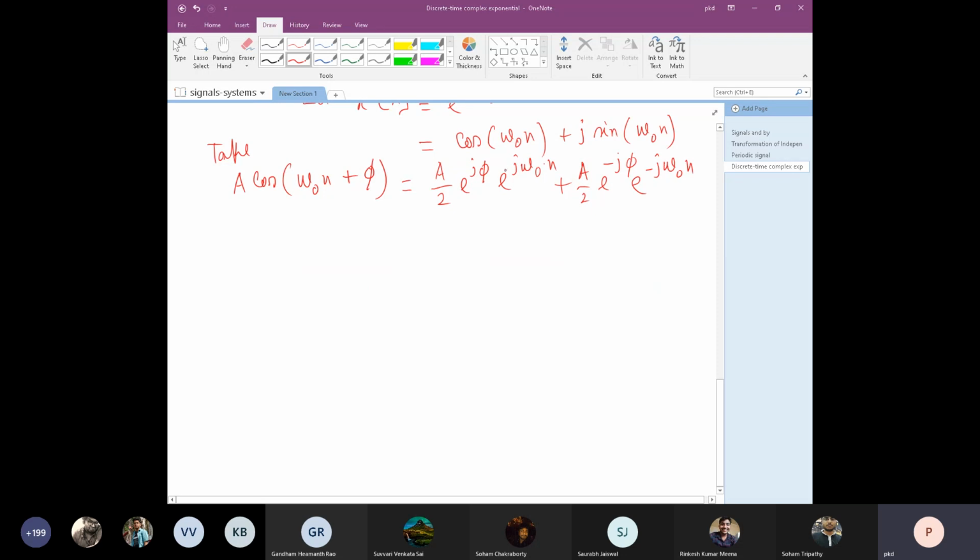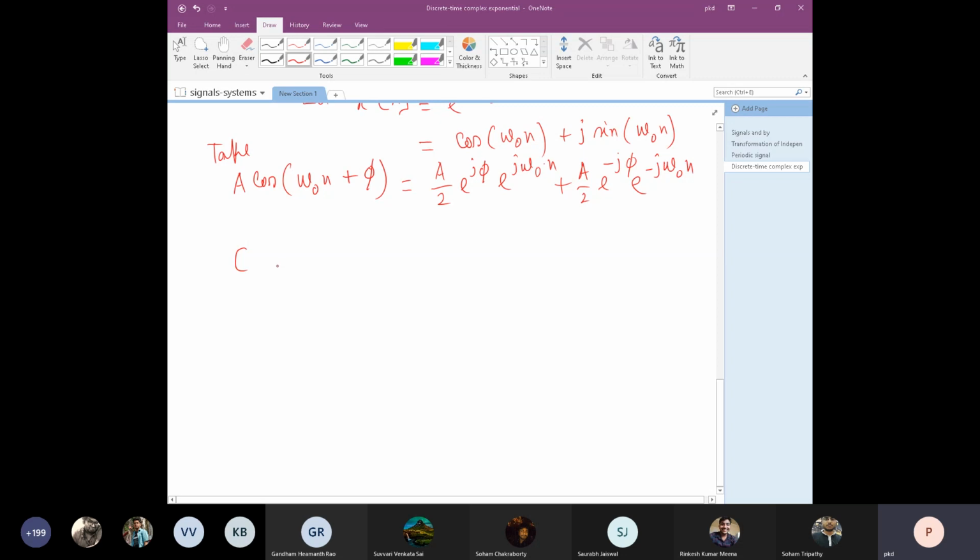So this mod of exponential of j omega naught n does not give rise to any change in the amplitude, because that is equal to 1. So which gives finite power but infinite energy. So therefore this A by 2 term and exponential j phi term basically gives rise to the modulation. So now let us put it in the previous case we are taking as alpha.